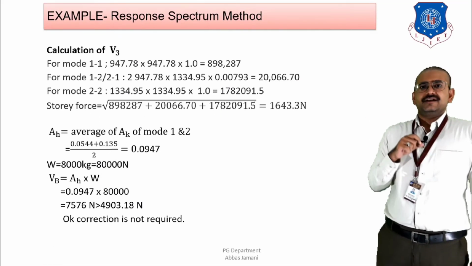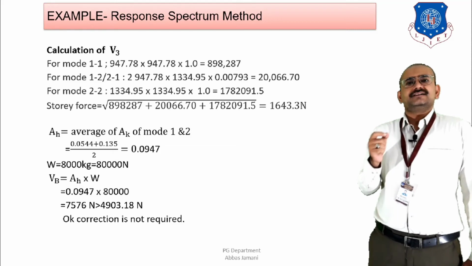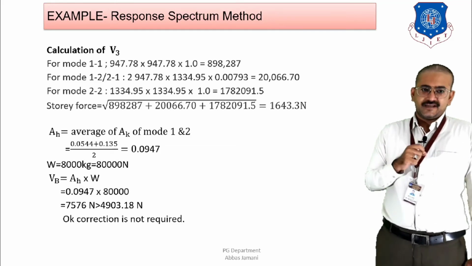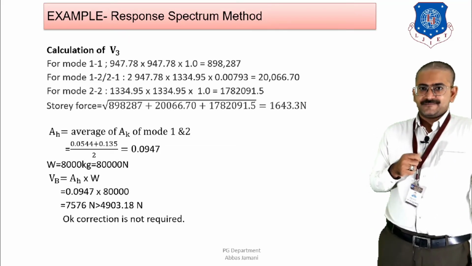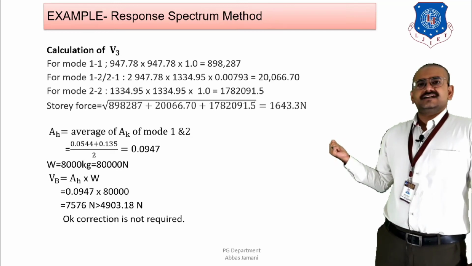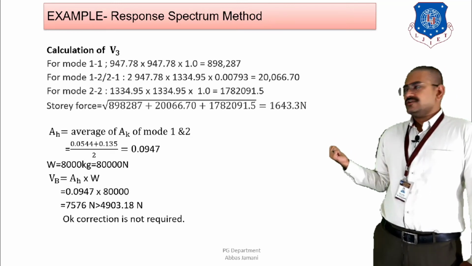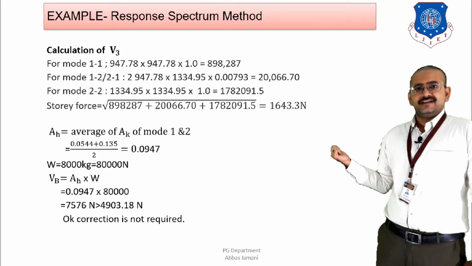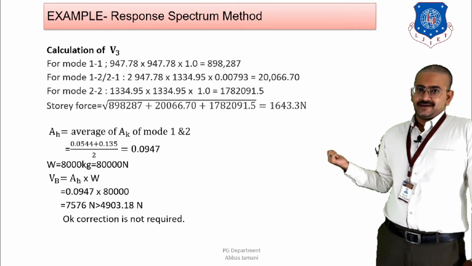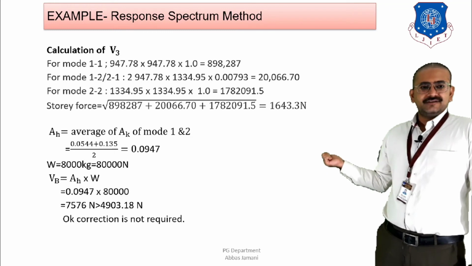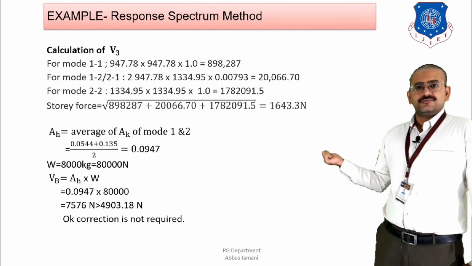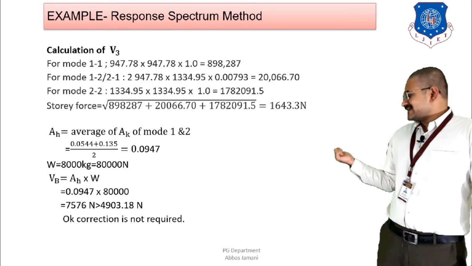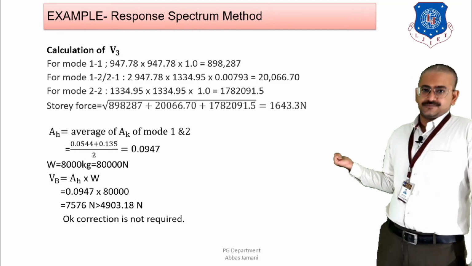And in order to calculate whether the correction factor is required or not, this small check has to be performed. How do we perform this check? Since we have considered mode 1 and mode 2, we take the average value of AK for mode 1 and mode 2. So AK is equal to that average value of AK, and if I substitute these values, I will get the value as 0.09.